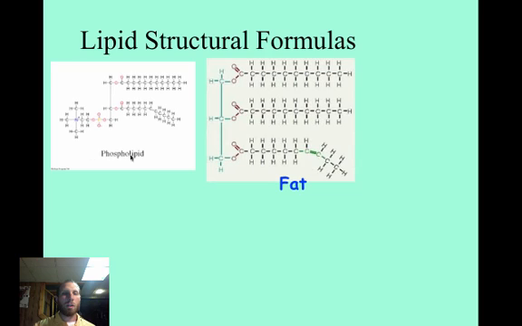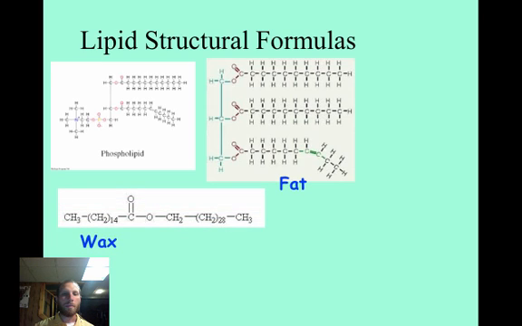This is a structural formula for a phospholipid. The phospho comes from the element phosphorus, which is added to it. Notice it only has 2 fatty acid chains. We'll learn more about them when we learn about cell membranes and cell membrane structure. This would be the formula for a wax. Again, notice only 2 oxygen atoms. All the rest is carbon and hydrogen.